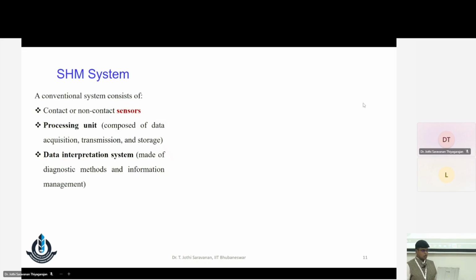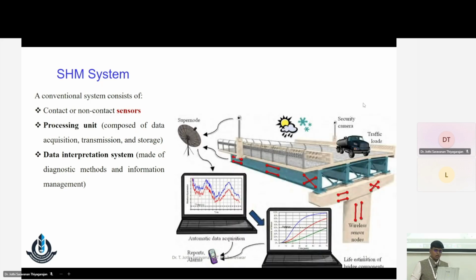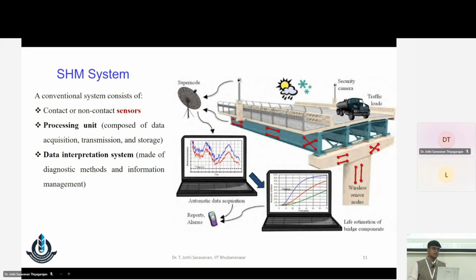Fine. So now I think we almost understood what the SHM system is going to look like, okay. When it comes to sensors, you have two types. One is contact type sensors, another one is non-contact type sensors. Can you give me some examples of contact type sensors? Strain gauge. LVDT, is it contact or non-contact? Contact, okay. Anything else? Accelerometers. Yes. So whatever you are going to mount onto your structure or embed into your structure, it is contact.